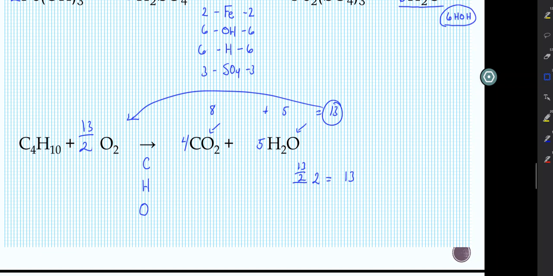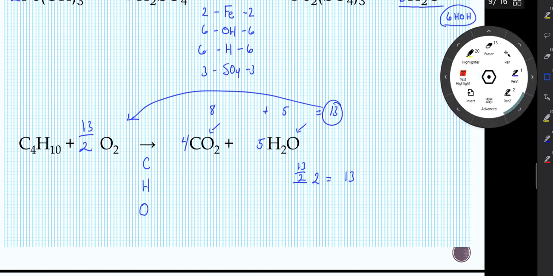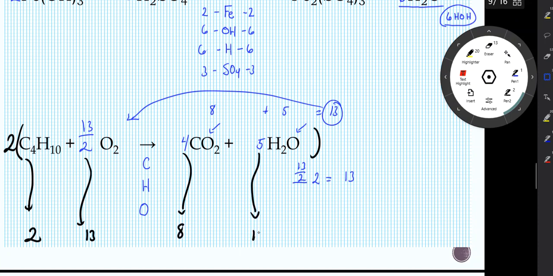So we're good. The thing is, you can't leave a fraction there. So what I'm going to do is multiply everything through by 2. Now, I'll put the coefficients down below. So here will be 2, here will be 13, here it'll be 8, and here it'll be 10. And those are what my coefficients will be. Now it's your turn. Good luck.